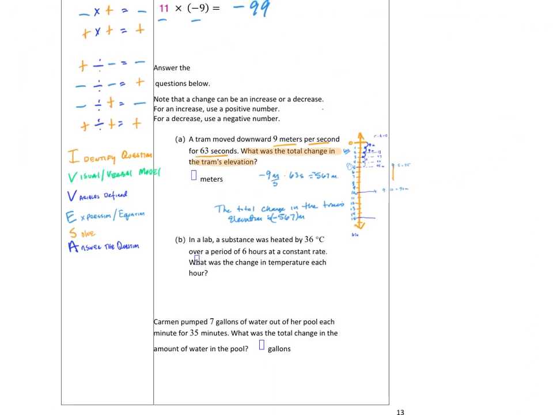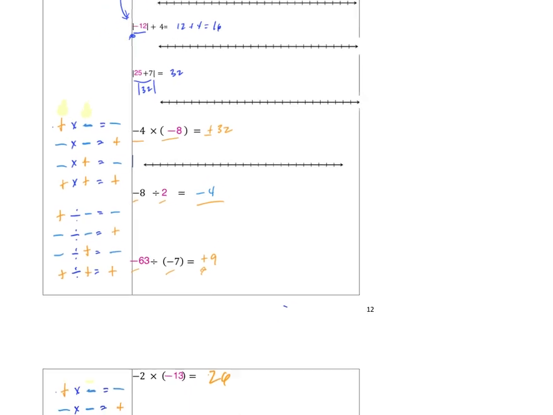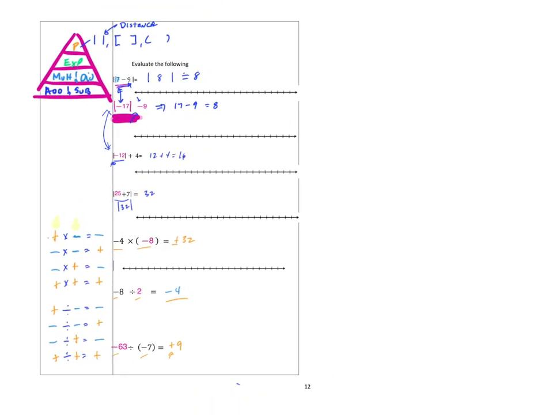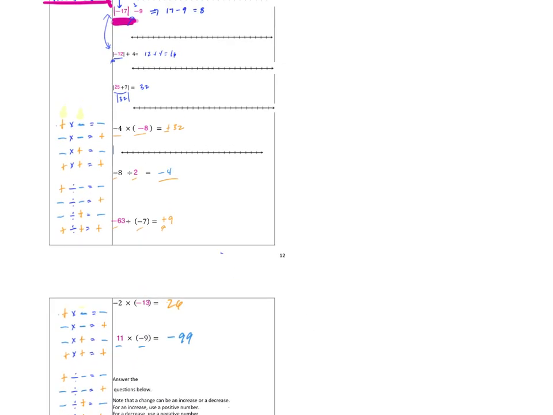So we've just reviewed how you do a story problem and how to do the more difficult order of operations with distance formula and with the absolute value.